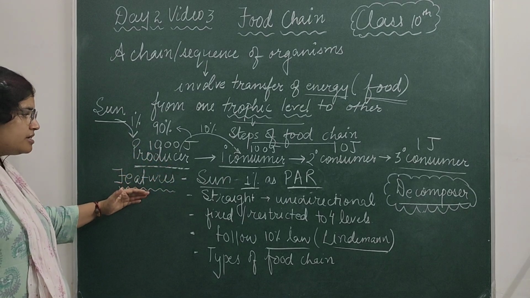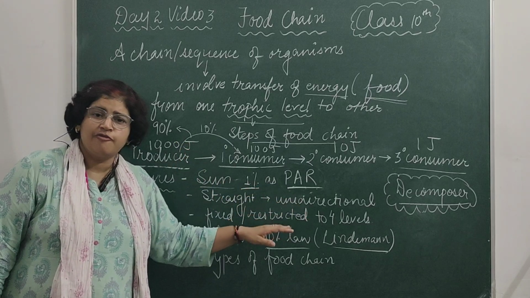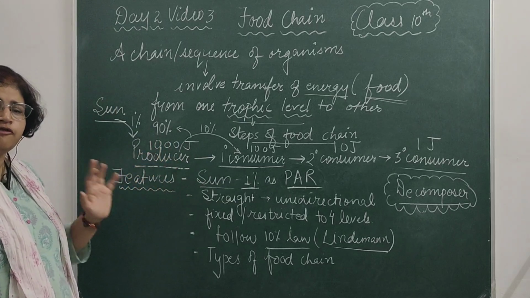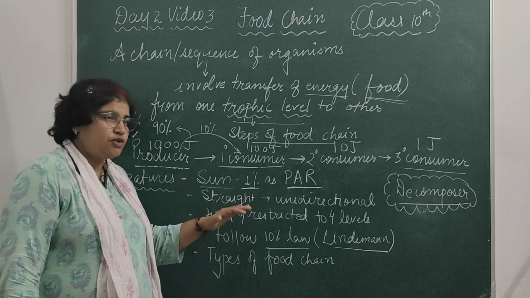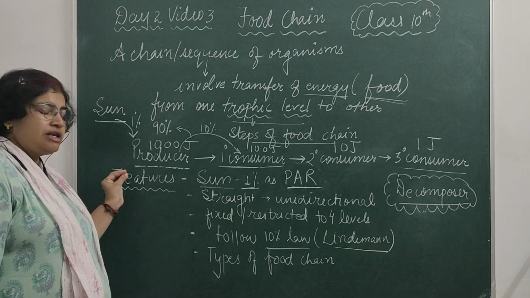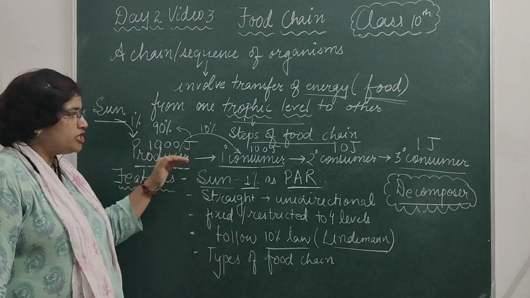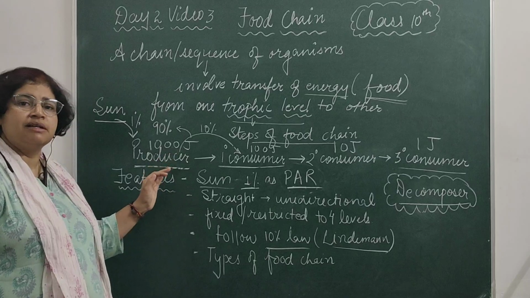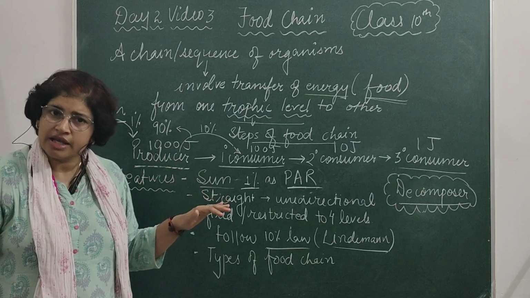Fine. The features: sun, utilize 1% as PAR. PAR is the photosynthetically active radiations which are used by plants to perform their photosynthesis. Then there is unidirectional flow of energy. Unidirectional flow of energy means only fixed transfer of energy is there. That means food chain is following 10% law given by Lindeman, in which 10% will be transferred ahead and 90% will be released in the form of heat.